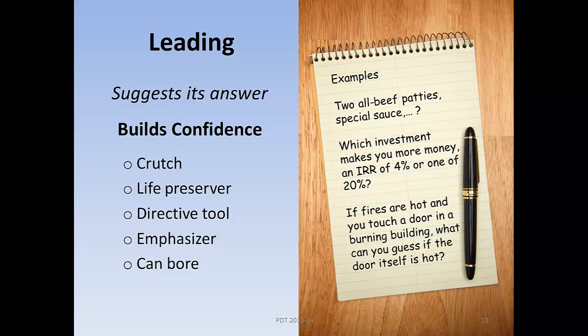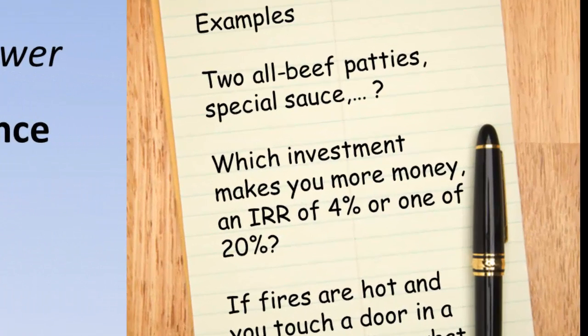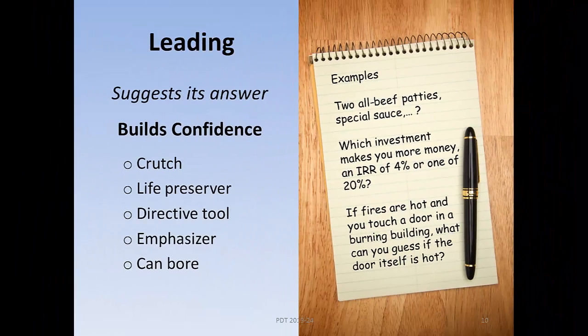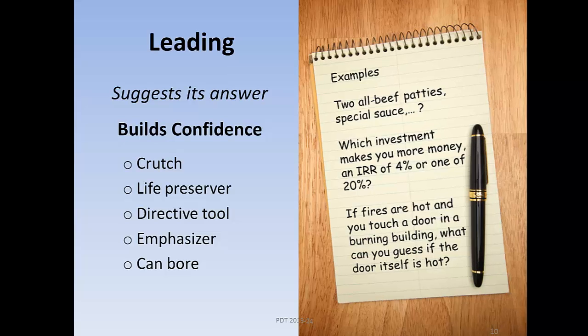As a lead-in, the second question allows students to make assumptions about the internal rate of return. They know the number 20 is greater than the number 4, so they leap to the correct conclusion that a 20% IRR is greater than a 4% IRR. And the final example builds the thought process the students should use into the question itself. If the door is hot, the room on the other side may be in flames.